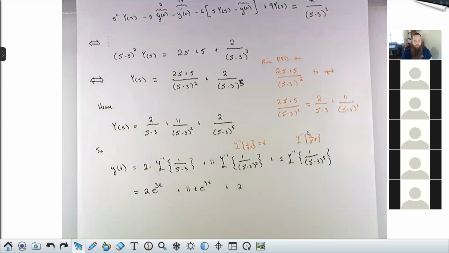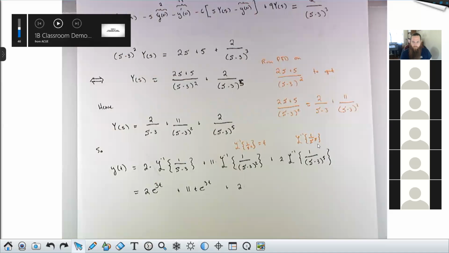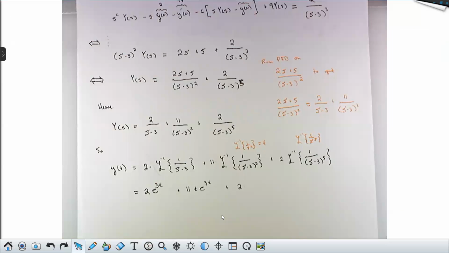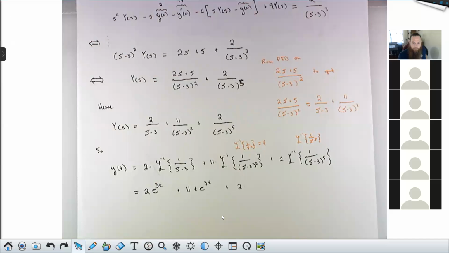One over s to the 5 is related to the Laplace transform of what function? I heard something from Maylin, but I think it cut out. What power of t? Remember, when you transform t to the n, you get n factorial over s to the n plus 1.